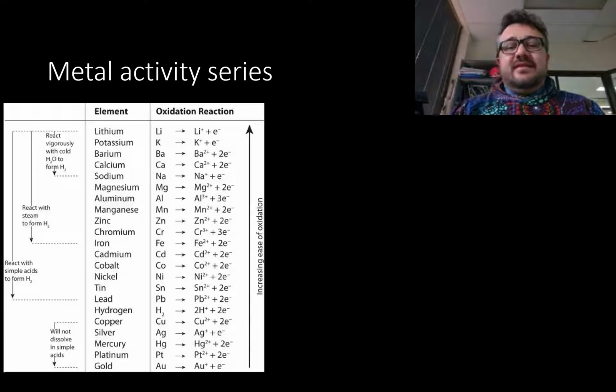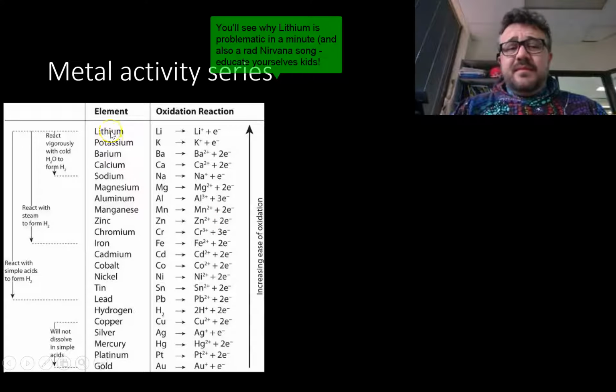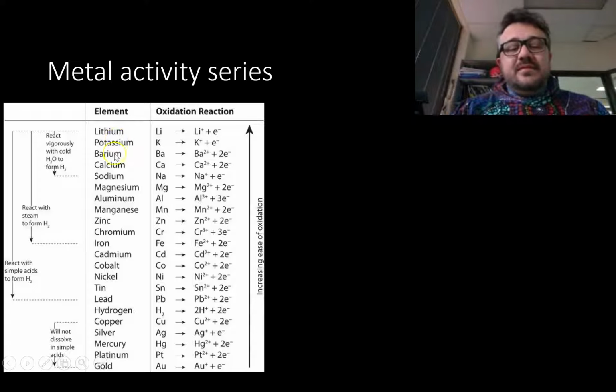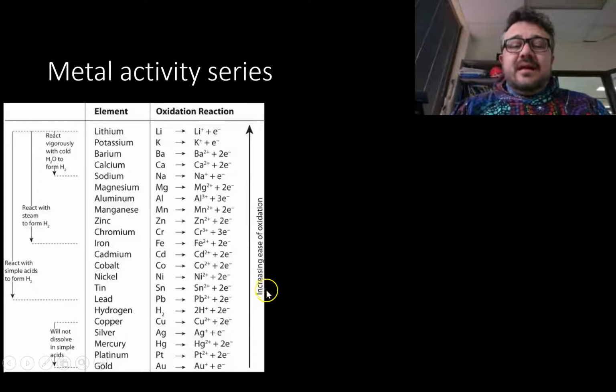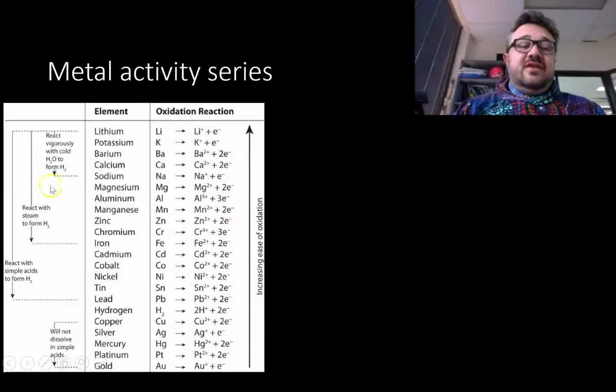So, the metal activity series. And this is it here, just off to the left of your screen. We can see lithium at the top, sometimes potassium. Lithium's not always on this list. Potassium down to gold. Now, it's just the metals. It's not all the metals. And you'll see that going up, we're talking about an increasing ease of oxidation.